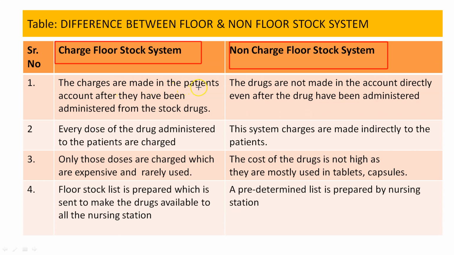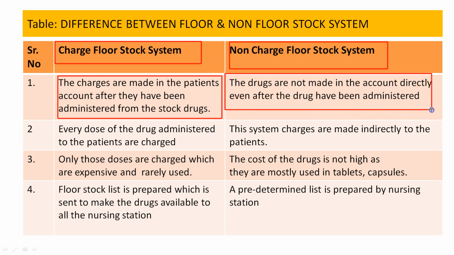The charges are made in the patient's account after the drugs have been administered from the stock drugs. When the stock drugs are available, the charges are put to the patients after they have been administered directly to the patients from the stock. That is what is called charges being made. Okay, the first point. In the case of the non-charge floor stock system, the drugs are not charged to the account directly, even after the drug has been administered. It is not directly entered into the account.